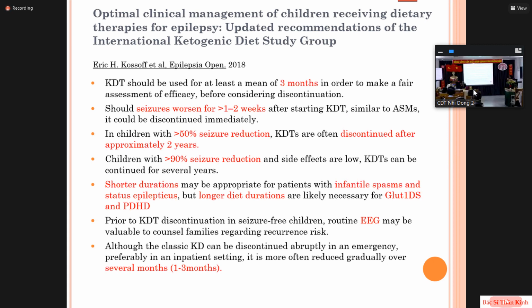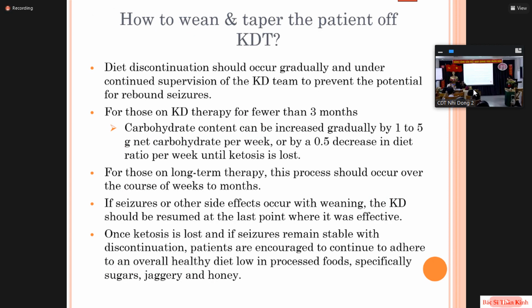Prior to ketogenic diet discontinuation, in seizure-free children, a routine EEG will be beneficial, and it is important to counsel the patients regarding the recurrence risk. And although the classical KD can be discontinued abruptly in an emergency, it is more preferred to gradually wean them off over a period of several months, that is 1 to 3 months.